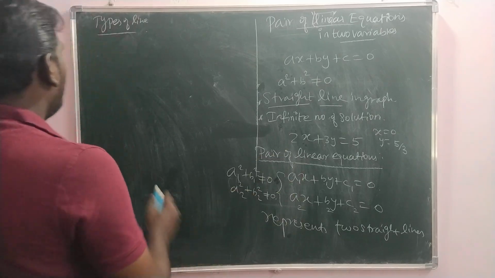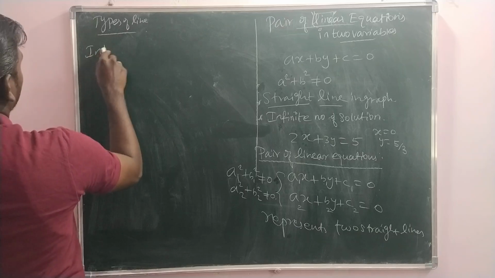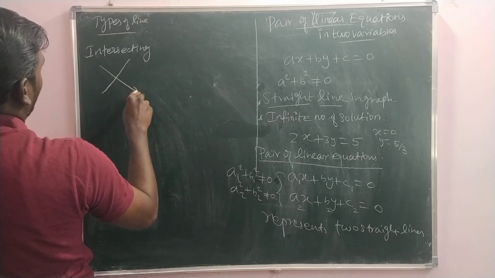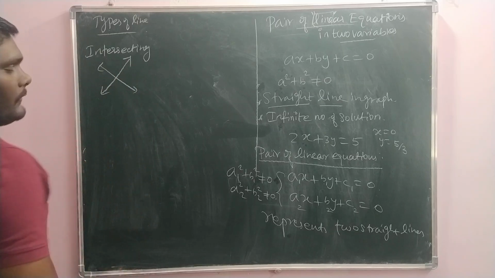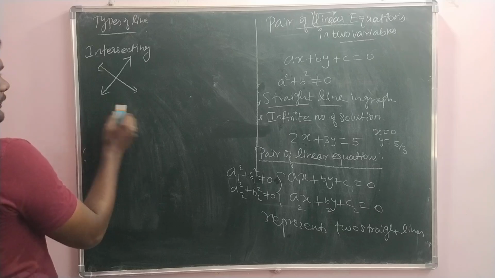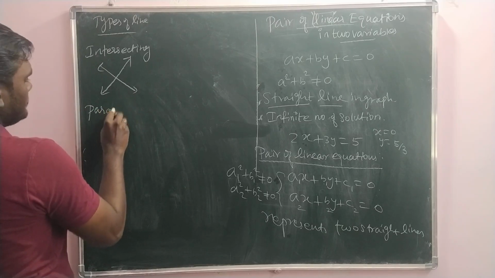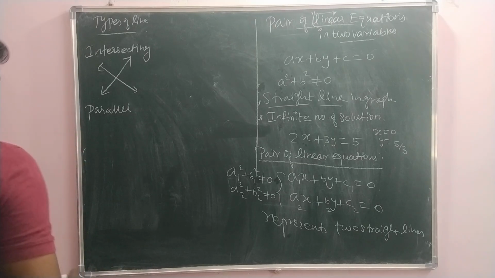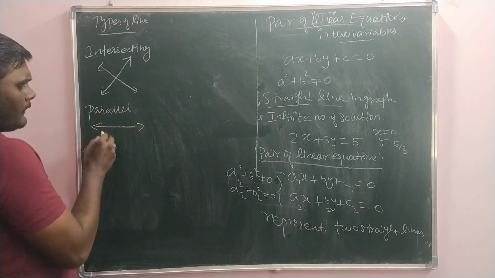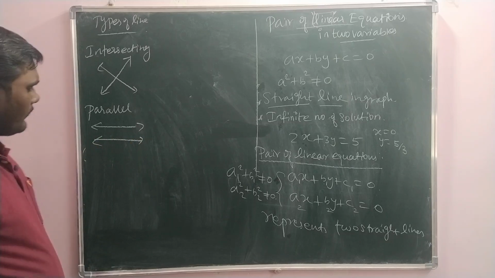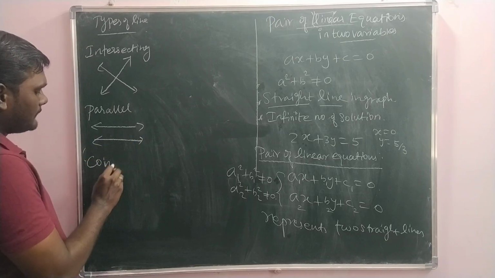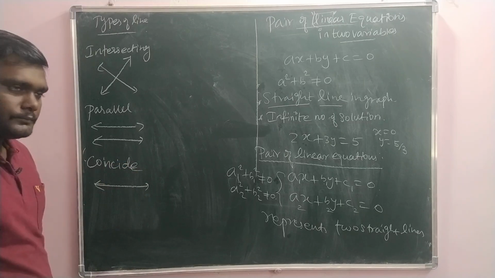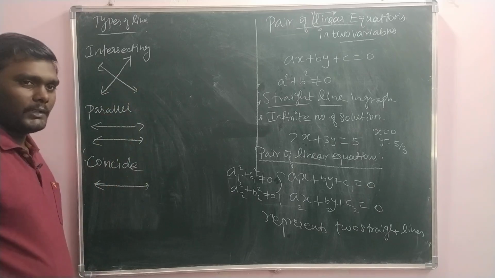Either the two lines may intersect. Intersecting means at one point. Or the two lines may be parallel. Or the two lines may coincide on each other. They lie one on another. Okay, these are the three possibilities.